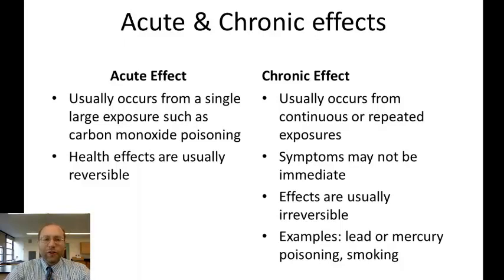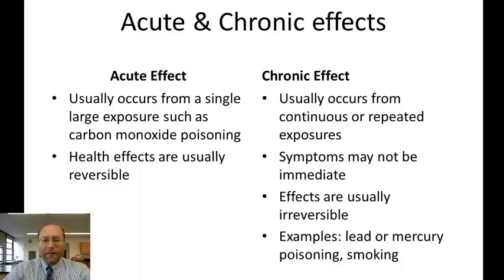An acute effect usually occurs from a single large exposure, like carbon monoxide poisoning, like if someone has their heat turned off and they decide to heat their house using their oven, and the oven is not properly ventilated. So if they're using a gas oven, and that releases a lot of carbon monoxide, that gives them carbon monoxide poisoning. But if it's not that bad, then if they're given oxygen and fresh air, the health effects are reversible.